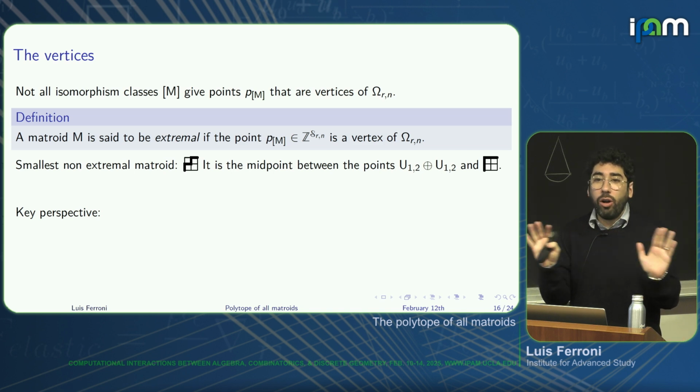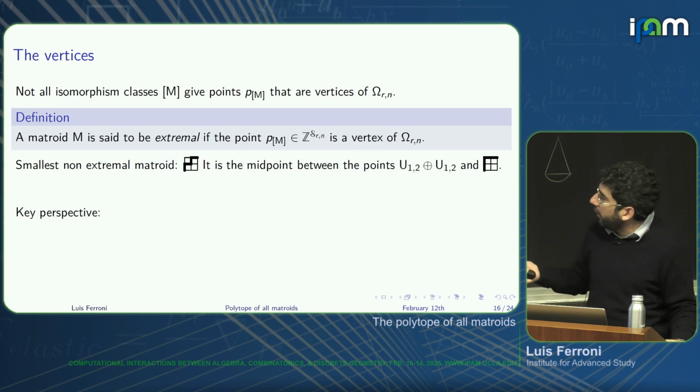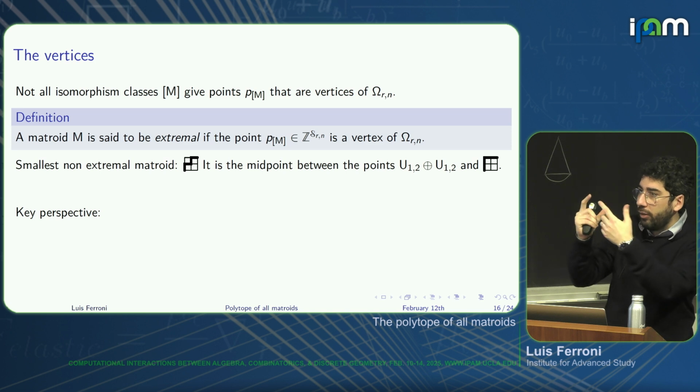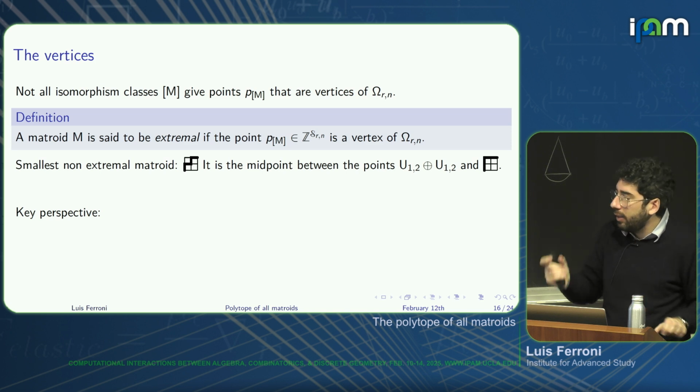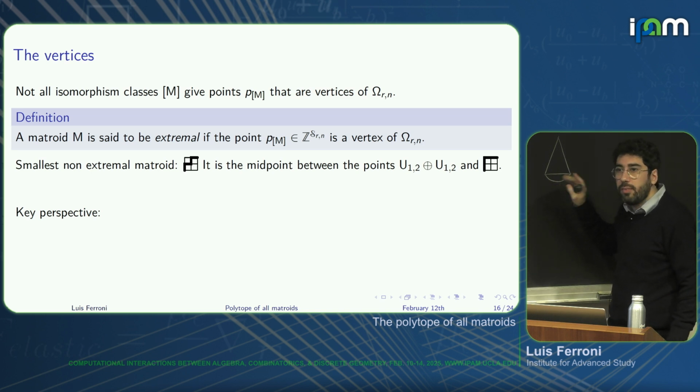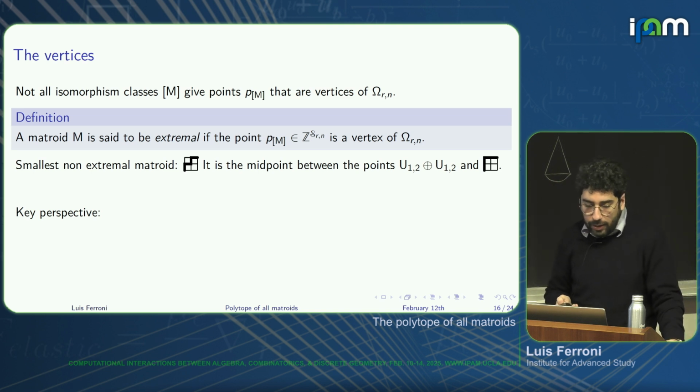What's the smallest non-extremal matroid? Well, it's this Schubert matroid here, which you can check by the previous computations that I did in the previous slides. It is the midpoint between the uniform matroid U24 and U12 plus U12. Since it's the midpoint of two matroids, it cannot be a vertex. So this graphic matroid is the smallest non-extremal matroid.